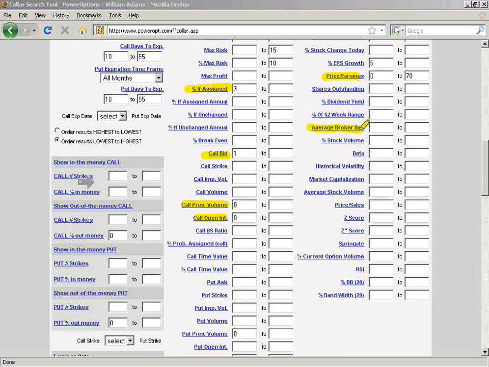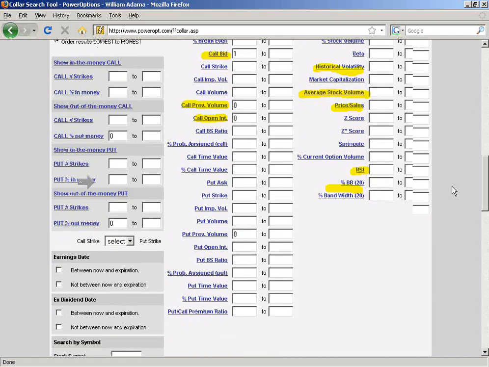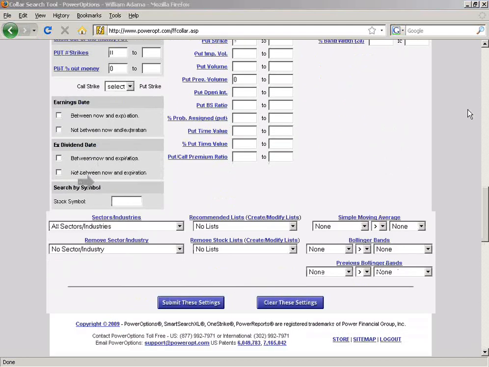If I wanted to look for average broker recommendation, shares outstanding, for example, average stock volume or price per sales. If I wanted to limit the historical volatility, I could do that as well. You also have technical screens for RSI and Bollinger Bands. And let's scroll further down. We also have a field here where you can select to screen against stocks that are trading in a certain moving average. Typically what I might do in one of these types of positions is look for stocks that might be trading above their 50-day moving average. Okay? It's just the personal preference.